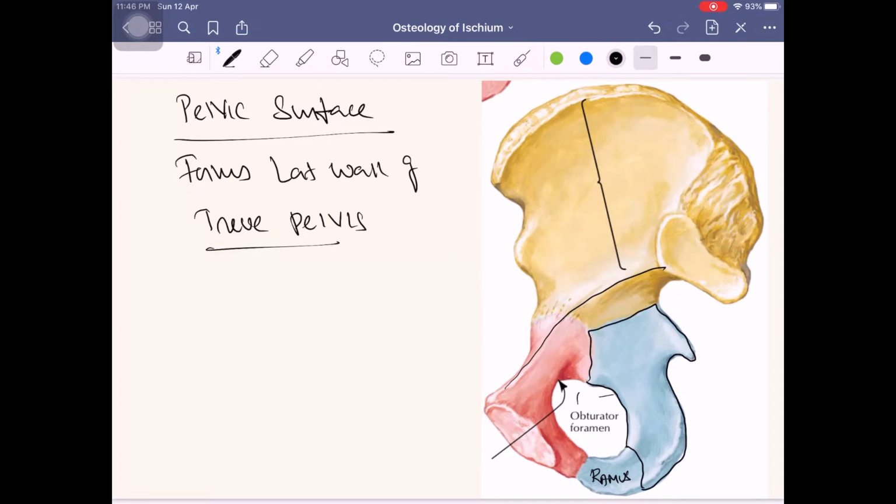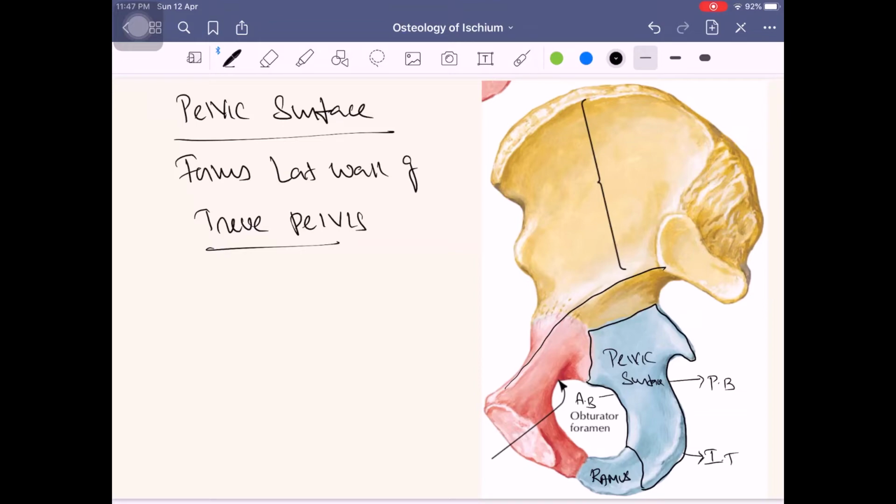Here you can see again, this will be our anterior border, and this entire thing is our posterior border. Here we possibly can't make out the lateral border, but this is our ischial tuberosity. Somewhere here our ischial tuberosity is there. This entire portion is our smooth pelvic surface, and you can see it is forming part of the lateral wall of the true pelvis.